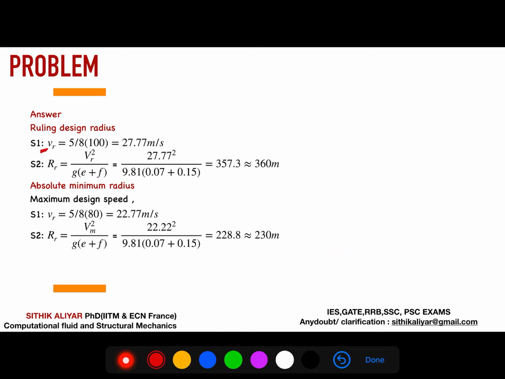Step 1, I should convert the speed into meter per second because my formula is in meter per second. So convert 100 km per hour by multiplying by 5 by 18, which will give you 27.77 meter per second. Put that in your formula. I hope you know the formula: e plus f equal to v square by gR. Bring the radius to one side and everything else to the other side: R equals v square by g into (e plus f). That's what I have done.